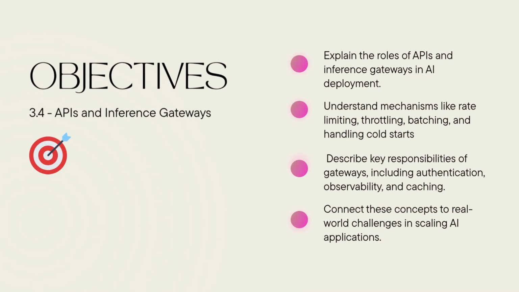By the end of this lesson, you'll be able to explain the roles of APIs and inference gateways in AI deployment, understand mechanisms like rate limiting, throttling, batching, and handling cold starts, describe key responsibilities of gateways including authentication, observability, and caching, and connect these concepts to real-world challenges in scaling AI applications.